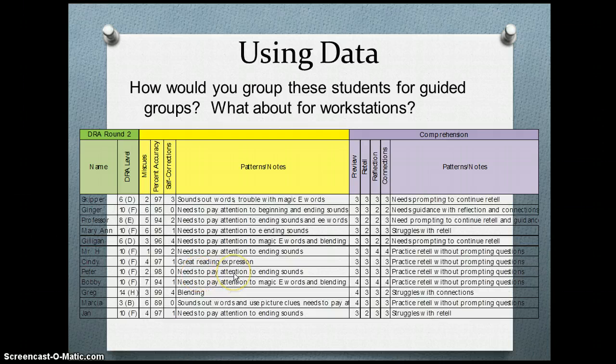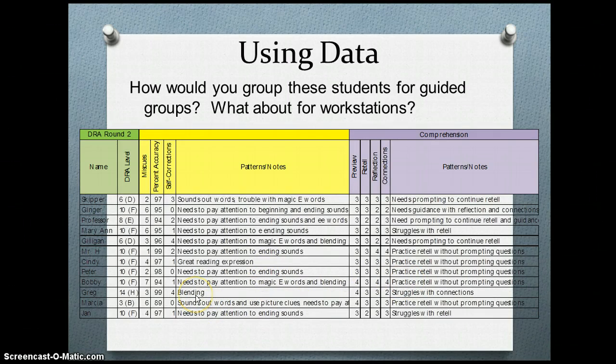Peter needs to pay attention to ending sounds, so Peter and Mr. H look like they might need similar work, and they're both a level F, so that would work out great. And again, practice with the retell. Here's another person for magic E, so there are 3 kids that maybe I want to give an independent activity or some instruction on magic E with more retell.